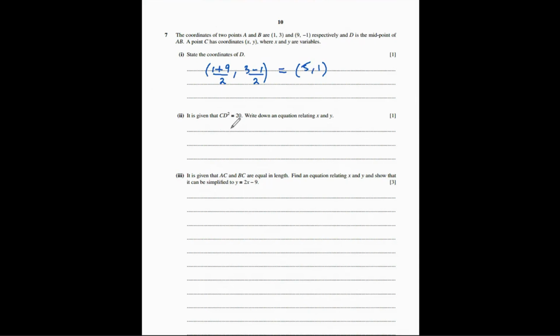Then it is given that CD squared equals 20. Write down an equation relating x and y. So first let's find CD. That's going to be the square root of (y minus 1) squared plus (x minus 5) squared equals 20, which is going to be (y minus 1) squared plus (x minus 5) squared equals 20. That is your equation relating x and y.